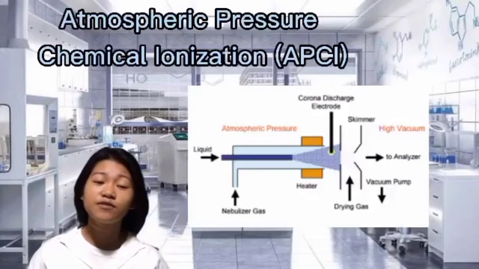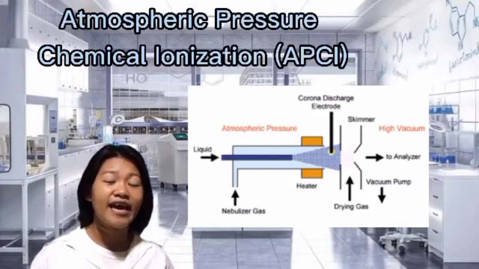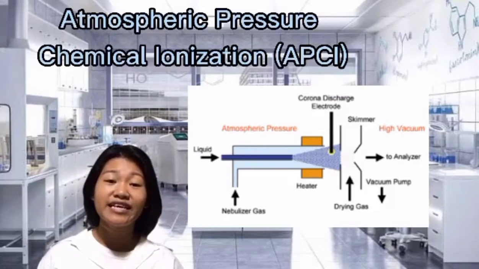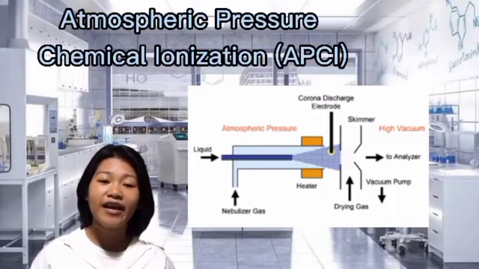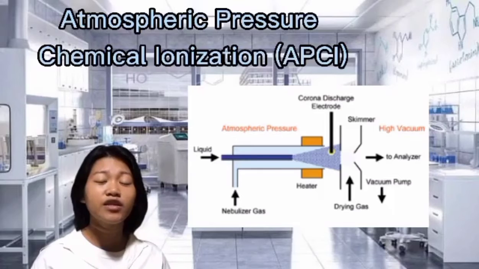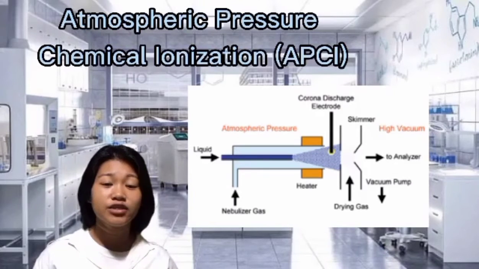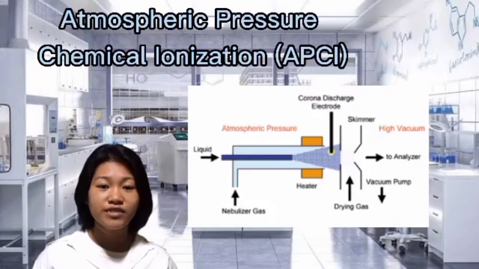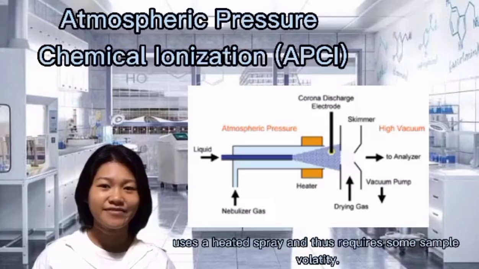Second is atmospheric pressure chemical ionization, or APCI. It is similar to ESI in the way samples are introduced and the type of ions formed, which are protonated or deprotonated molecules. It is not a soft technique just like ESI. It uses a spray and thus requires some sample volatility.